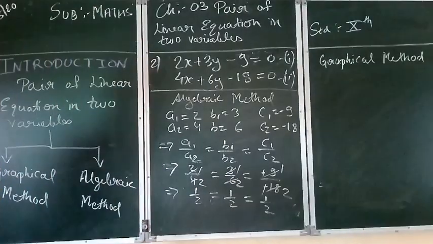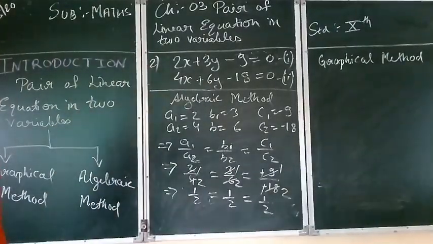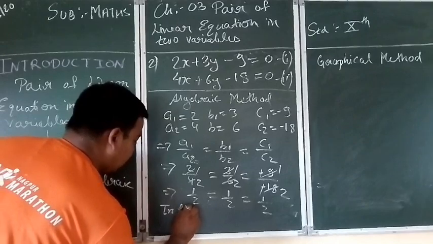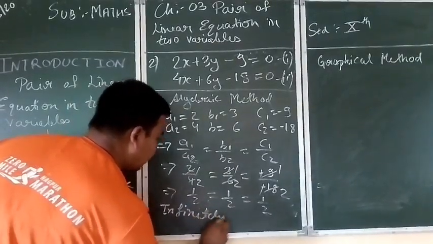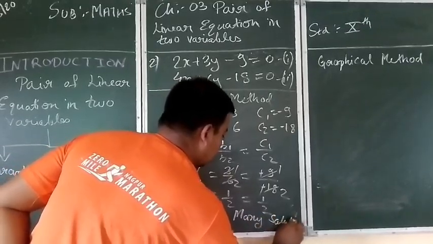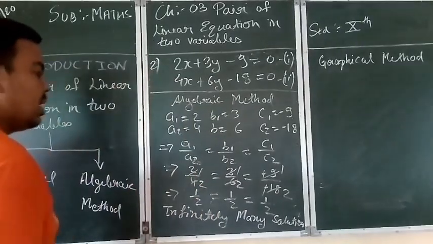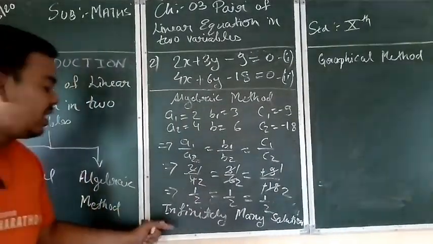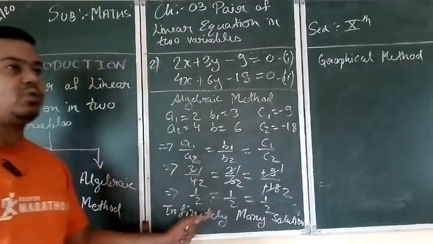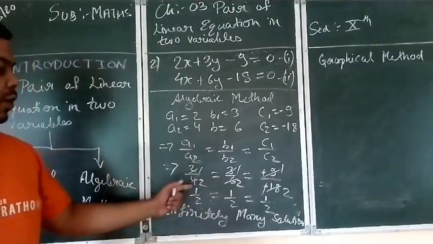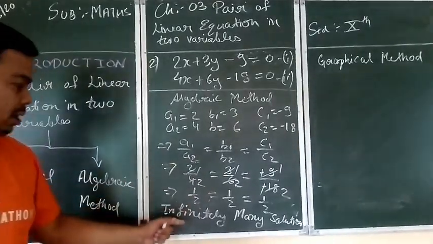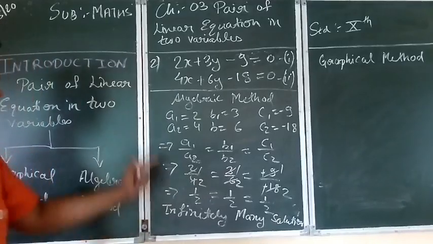So that means in algebra we call it infinitely many solutions. Infinite means we find more solutions in this equation. If A1 by A2, B1 by B2, and C1 by C2 are equal, it is called infinitely many solutions. It means we find unlimited solutions of this type of equation.